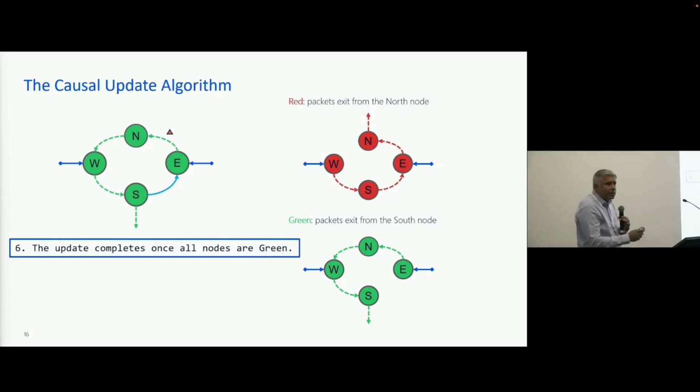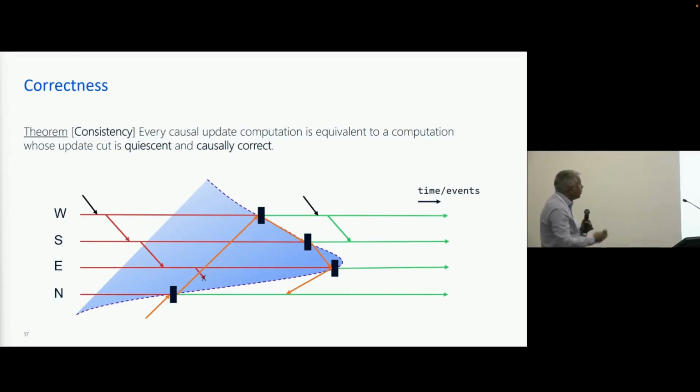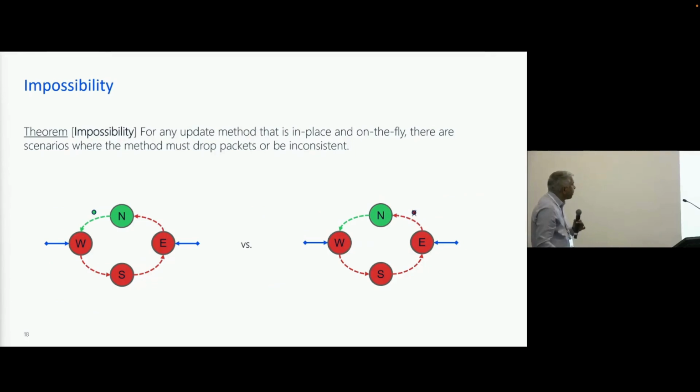Okay? So you can see that it's a very simple algorithm to implement. And it has this correctness property that every computation that you get with this algorithm is equivalent to one where the update cut has those two nice properties of being causally correct and quiescent. Okay? And the impossibility result basically says that regardless of what algorithm you have, there are scenarios where you'll end up in a dilemma where accepting the packet would violate consistency, so you have to drop it.